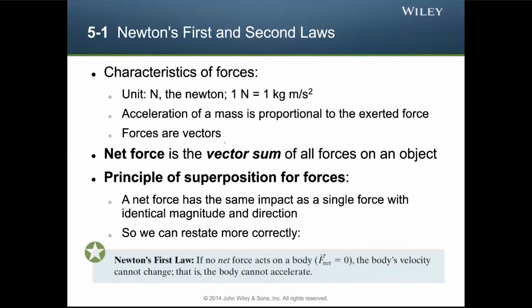Some of the characteristics of this is that force is registered in newtons, and you have the breakdown of what a newton is. It's 1 kilogram meters per second squared. So this is another good unit analysis thing.